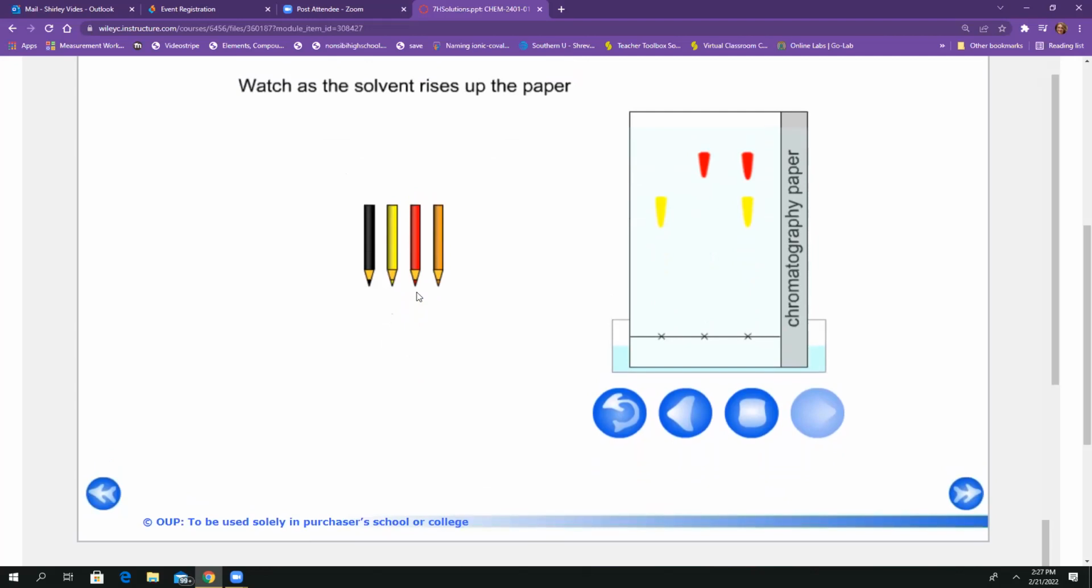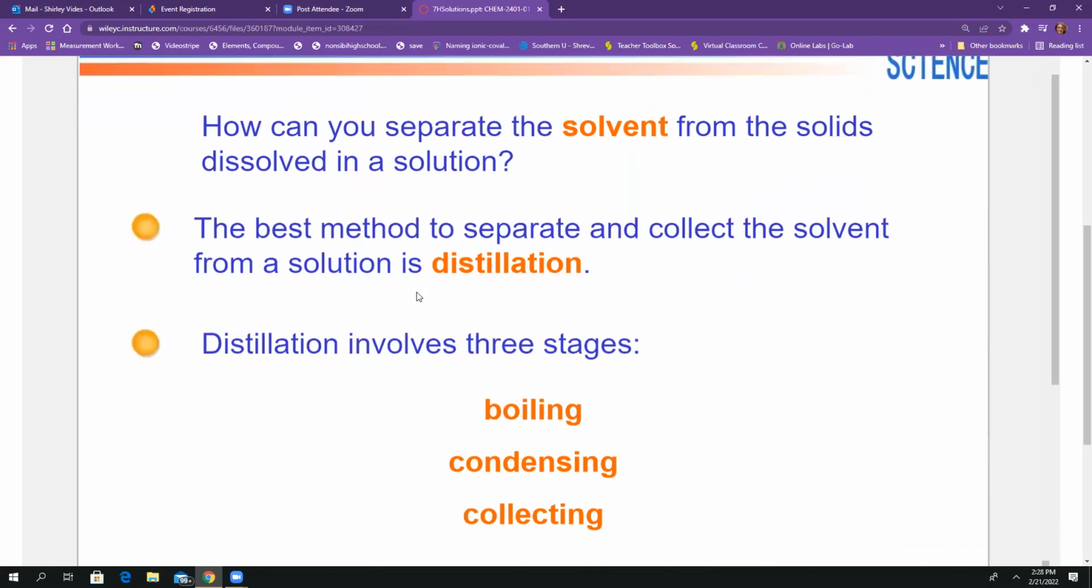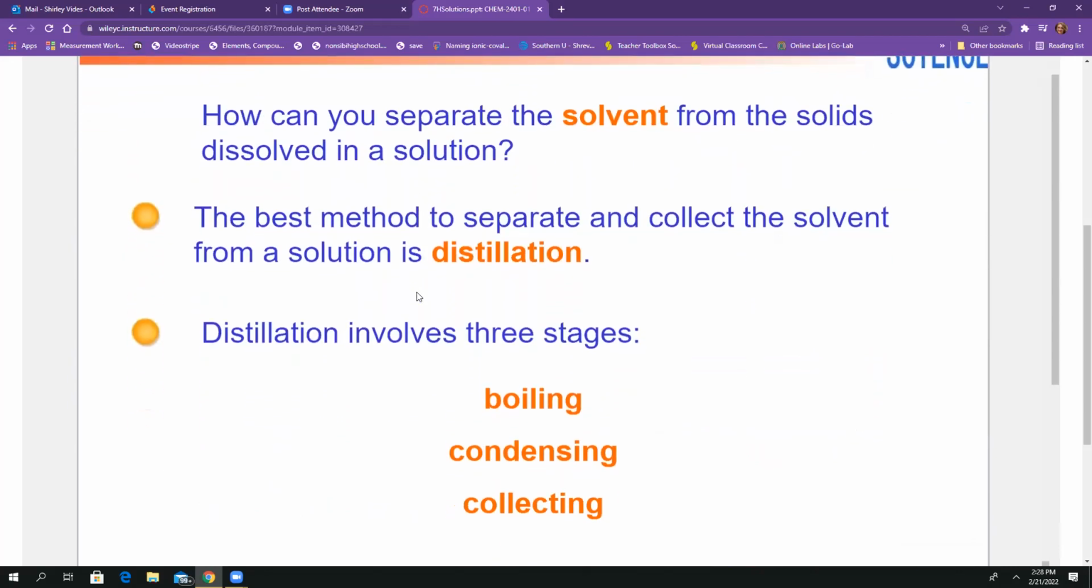And what happens here is as the water rises up on the paper and it touches that little dot of ink, it pulls the dye with it higher because it's water soluble. Where does it stop? It just depends on the mass of the color. So the lower ones are going to be the heavier ones, and the higher ones are going to be the lighter. So red obviously is lighter than yellow.